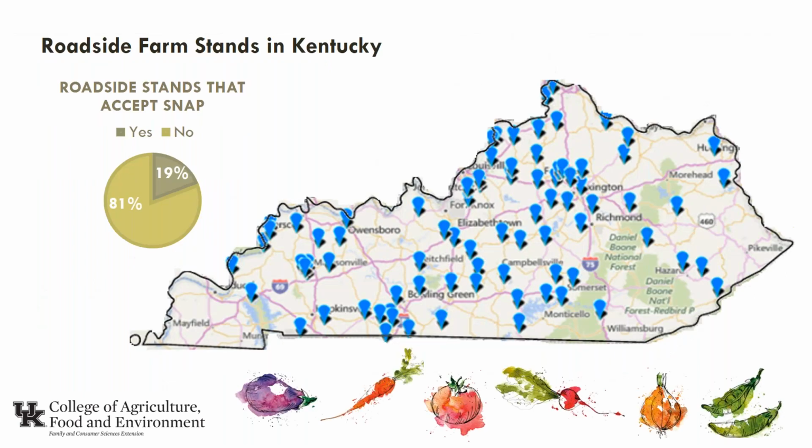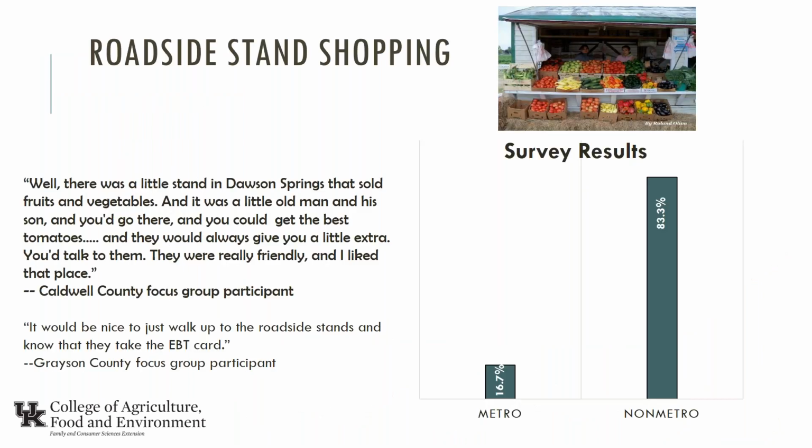And this is where roadside farm stands were located when we started doing the research. And very few of the roadside stands accepted SNAP at that time. And as I mentioned earlier, non-metro participants were much more apt to shop at a roadside stand than a metro participant. There just aren't as many of those, I guess, in the city. But folks that did shop at the roadside stands were very interested in being able to use their EBT benefits there.